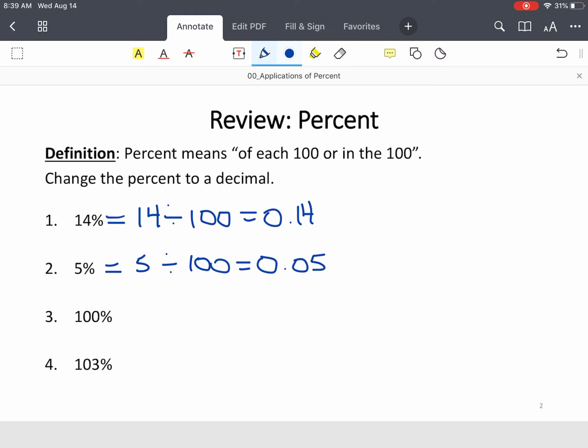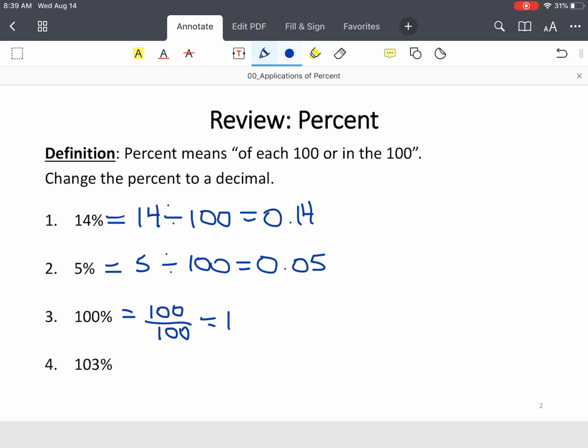Do the same thing with 100%. You can do 100. Now you can use a fraction bar if you like. Divide it by 100. You say, well, how much money is 100 pennies? That's $1.